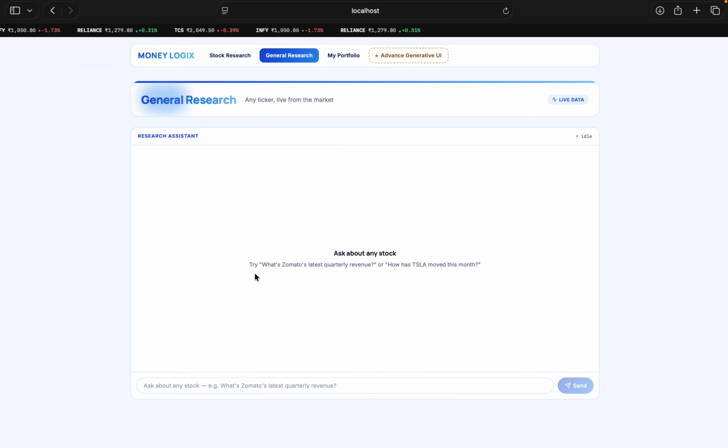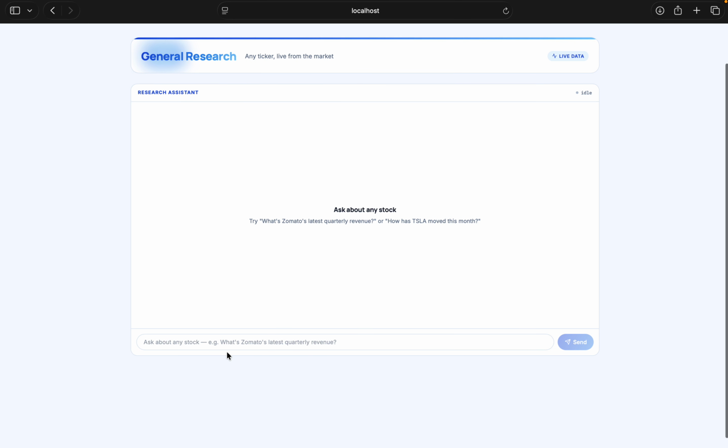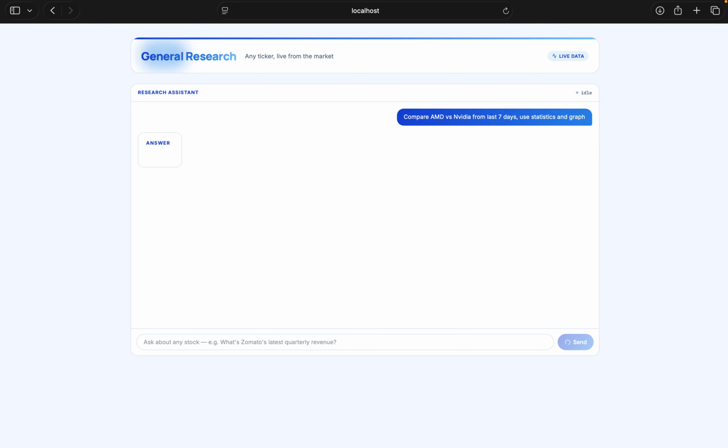In the general research, we can hit a query for any of the stocks out there. For example, if we ask this: compare AMD versus Nvidia from last 7 days using statistics and graphs. What this does in the backend, we are here live ingesting our query.